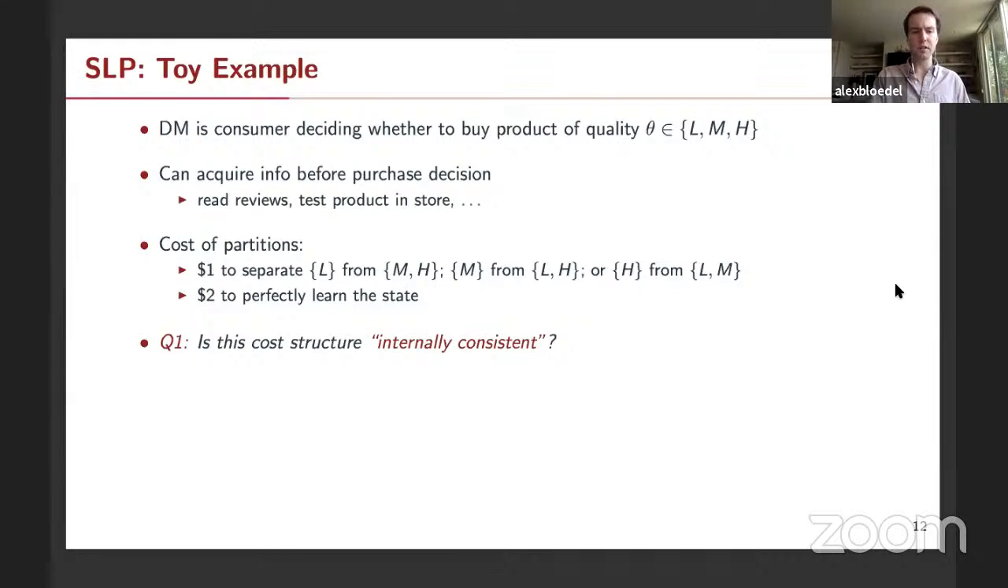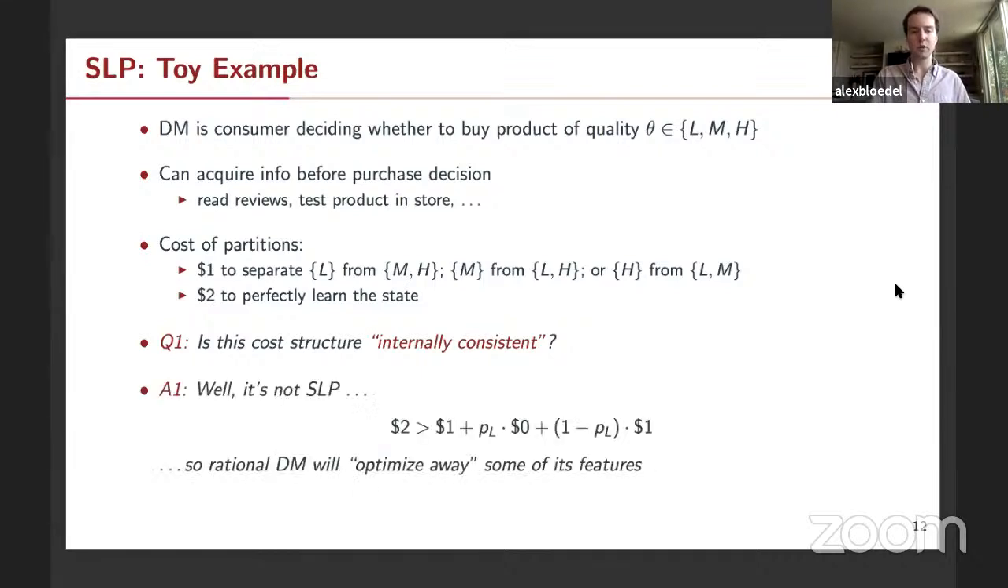So the first question is, is this cost function internally consistent? And our answer is, well, no, it's not sequential learning proof. So a rational decision maker would optimize away some of its features. And to see that it's not SLP, note that the cost of perfectly learning the state, $2, is strictly greater than the cost of the two-step strategy, where the decision maker first separates low quality from medium or high. Conditional on seeing that it's of low quality, she stops learning. And conditional on seeing that it's not, she then learns whether it's medium or high quality.